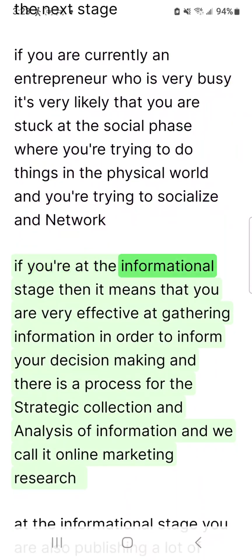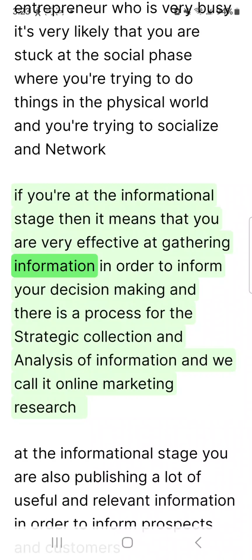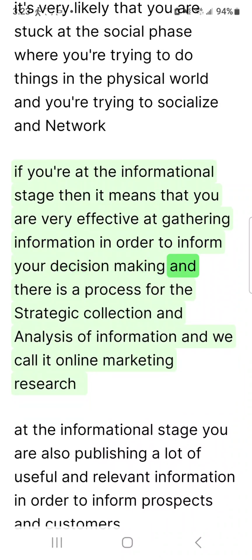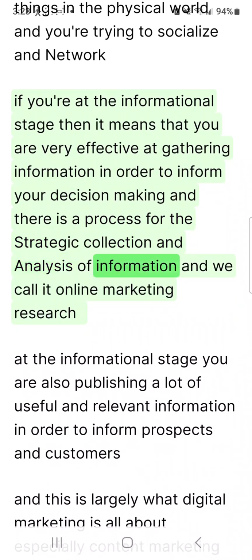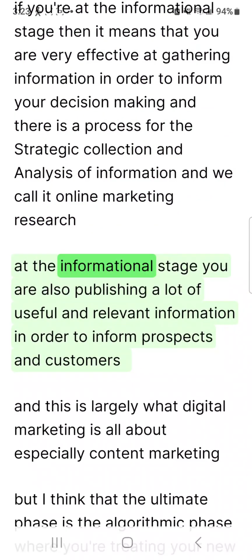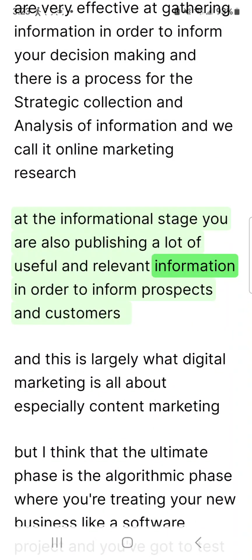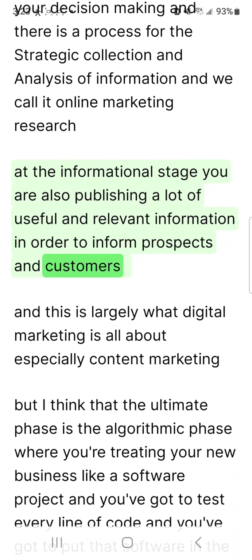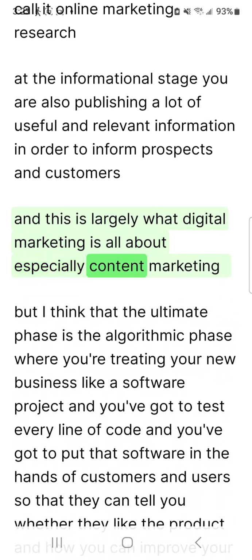If you're at the informational stage, then it means that you are very effective at gathering information in order to inform your decision-making, and there is a process for the strategic collection and analysis of information, and we call it online marketing research. At the informational stage, you are also publishing a lot of useful and relevant information in order to inform prospects and customers. And this is largely what digital marketing is all about, especially content marketing.